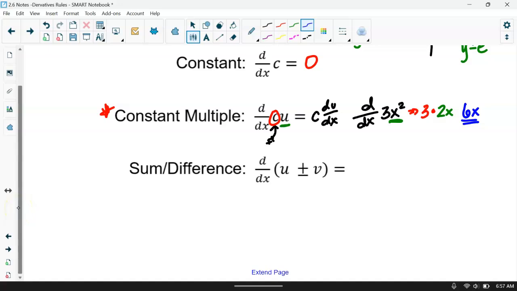Then here, the sum and difference. The sum and difference just means, if I have u as a function, like the x squared, and v is another function, and we're finding the derivative. If we are adding or subtracting them, we are literally just taking the derivative of these two functions and adding or subtracting them. And that's all that means for the sum and difference.